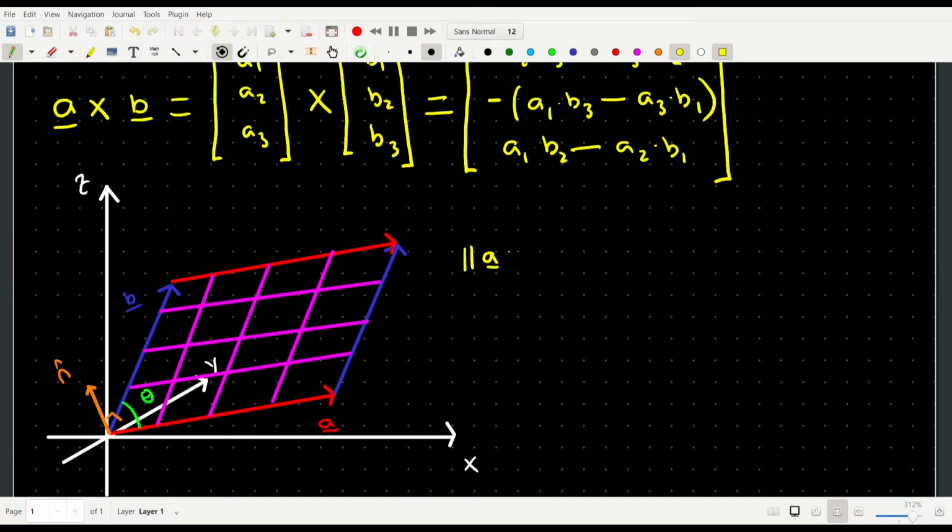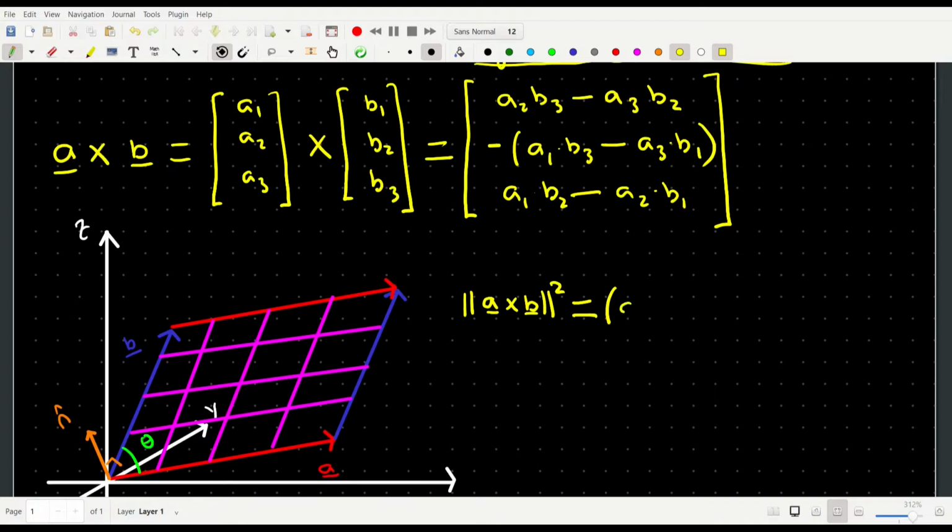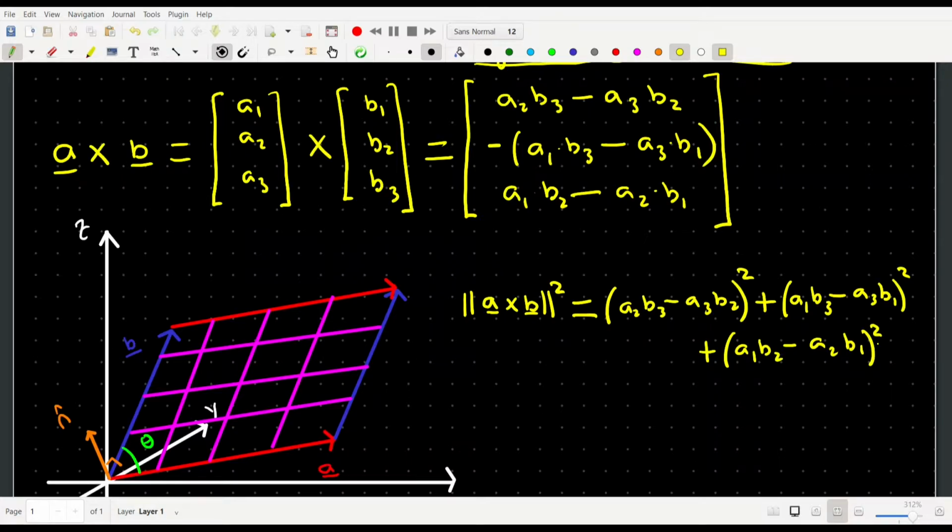Specifically, if we look at the magnitude of A cross B squared, this is going to be equal to (A2B3 minus A3B2) squared plus this squared, the negative one's going to go away, and we'll just get (A1B3 minus A3B1) squared plus (A1B2 minus A2B1) squared, which admittedly is a very long expression, but we can certainly go through and FOIL each one of these terms out and see what we get in the hopes that it simplifies.